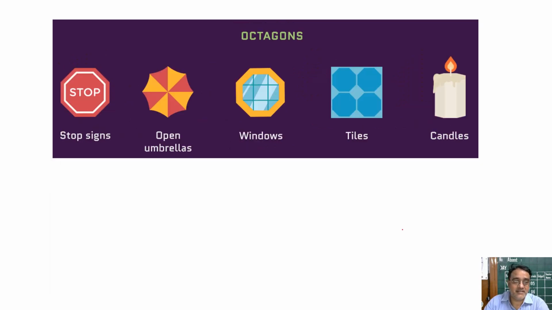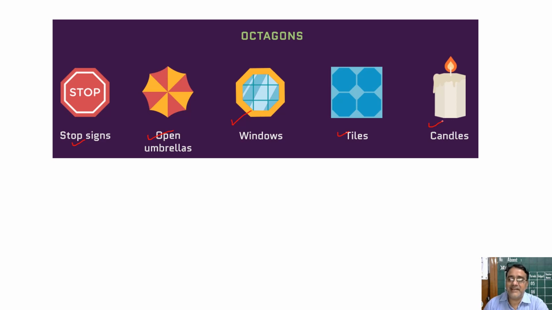And octagons. See, stop signs. This is an octagon. Open umbrella. Now this window is also of 8 sides, so it is also an octagon. And see these tiles. This is also an octagon. And candle भी octagon shape का आता है, candle. Okay, so these are some examples from day-to-day life.